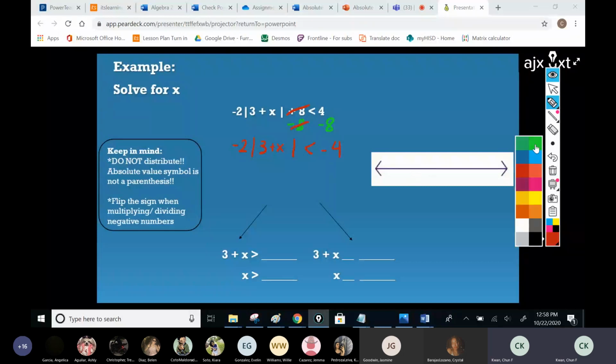And then the next step is you have to take care of the minus 2. So times negative 2, you're going to do the opposite. So you have to divide it by negative 2. And then times negative 2 and divided by negative 2, they will cancel out.